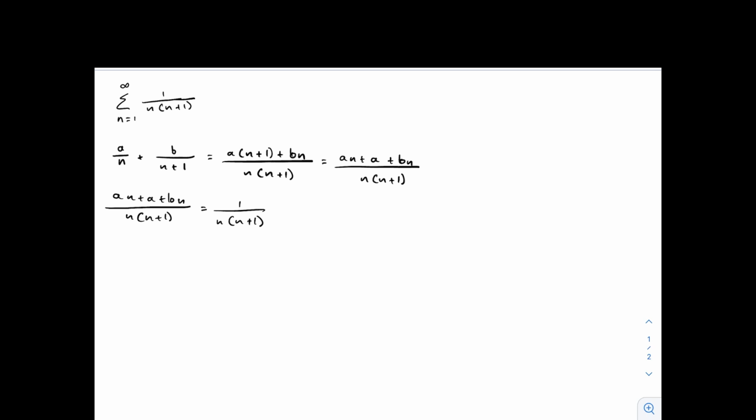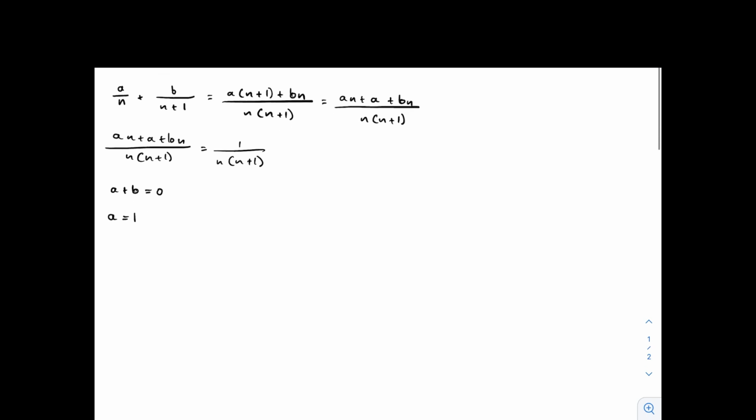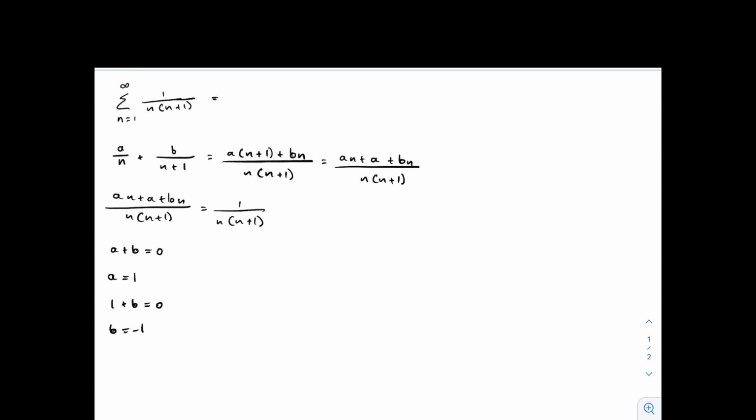Inside of our sum, we don't see any terms with n in the numerator, so that means that a plus b has to equal 0, because a and b are the coefficients of n in this expression. And it also stands to reason that a equals 1. So, combining those results, we'll write 1 plus b equals 0, and accordingly, b equals negative 1. This allows us to write this original sum as two separate sums.